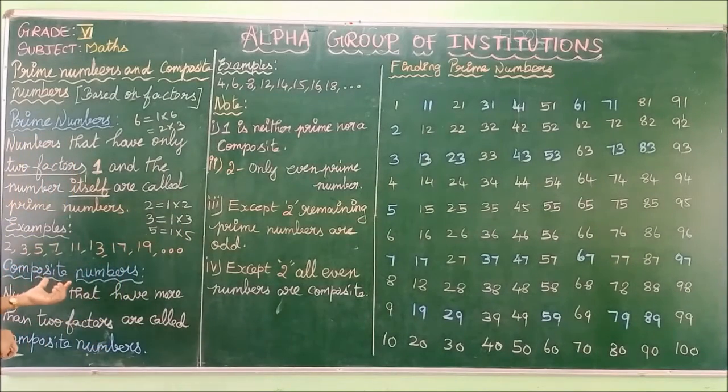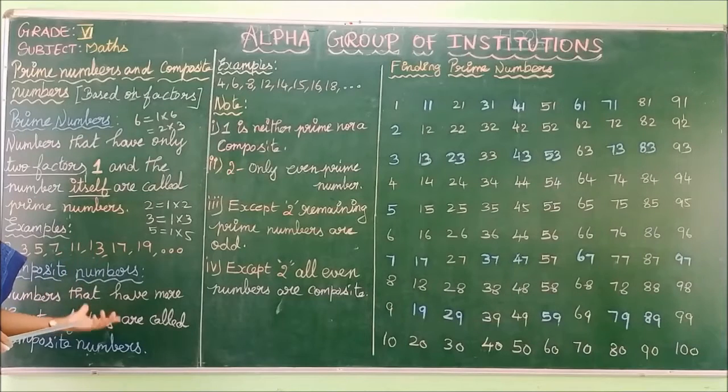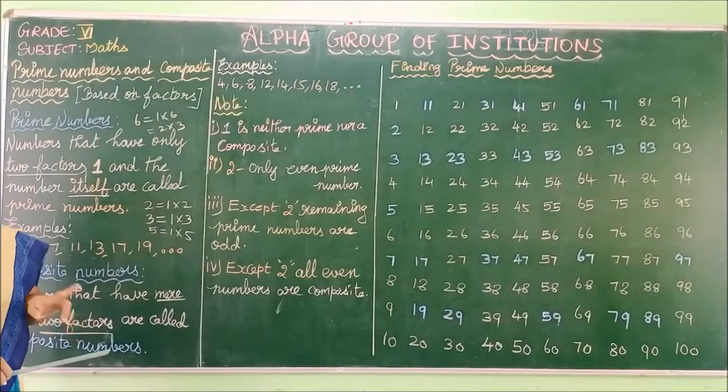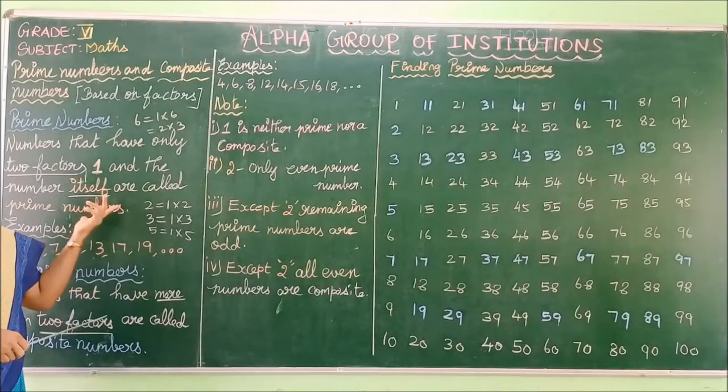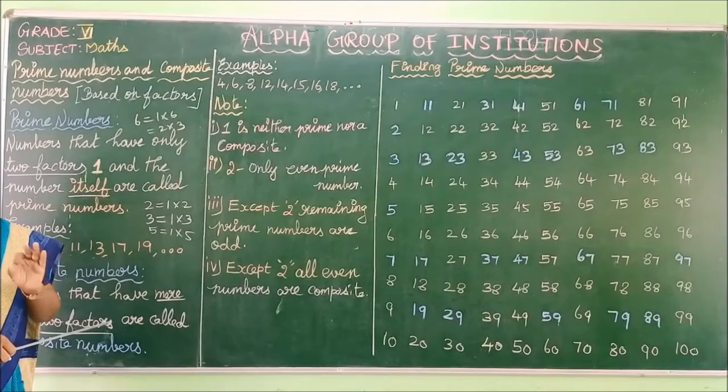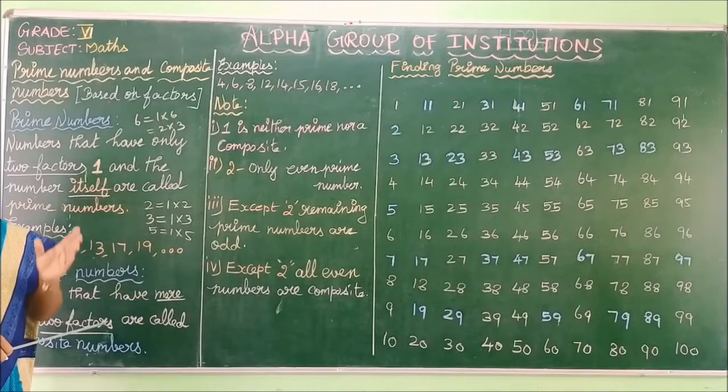Okay. Next we are going to see composite numbers. I can also say those numbers which are not prime are called composite numbers. First we are seeing the composite number definition. Numbers that have more than 2 factors are called composite numbers. If a number has only 2 factors, it is said to be a prime number. If a number has more than 2 factors, that is, minimum 3 factors, we can say that number is a composite number.